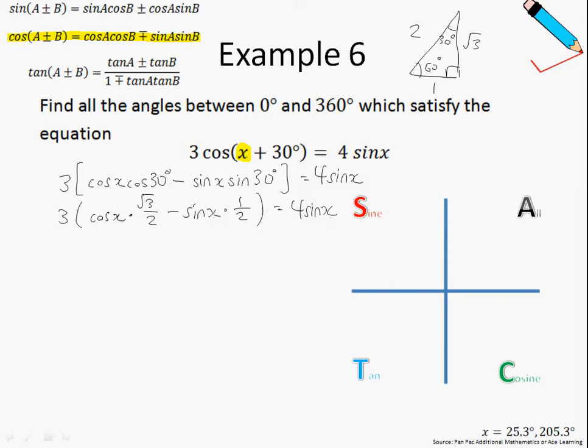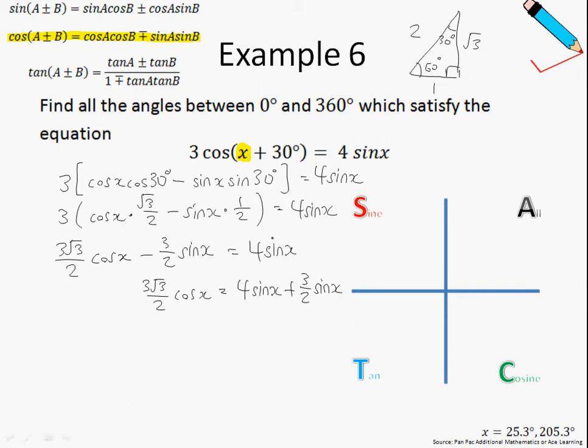From here, let me expand this out by multiplying my 3 into the bracket. Okay, so let me just get this out, and let me just expand this out over here. Okay, the next thing I'm going to do, I will shift my 3 over 2 sine x to the right hand side of the equation. So this will become 4 sine x plus 3 over 2 sine x.